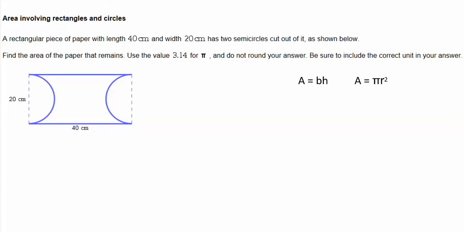below. So they used to have a full rectangular sheet of paper, and then somebody came along and cut out a half circle on one side and a half circle on the other side. Okay. The question asks, find the area of the paper that remains. Use 3.14 for pi. Don't round your answer. Be sure to include the correct unit in your answer. So what we're trying to do here is find the area of this hourglass looking part.